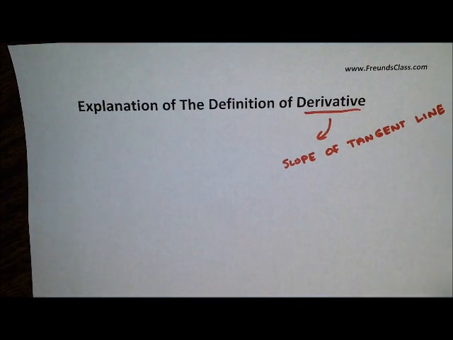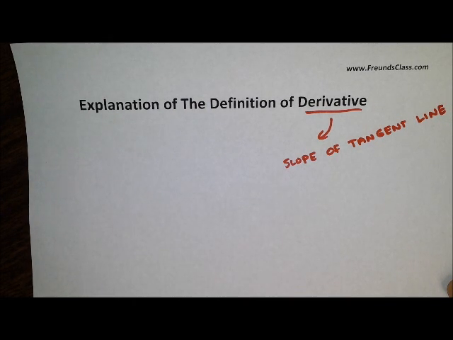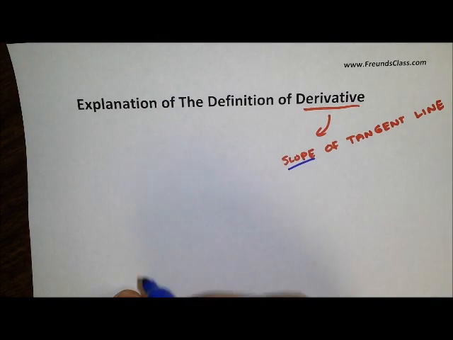This video is an explanation of the definition of the derivative. So what we have to realize is that this word derivative is just talking about the slope, specifically the slope of a tangent line to a curve. Let's start out here with what we know about slope.